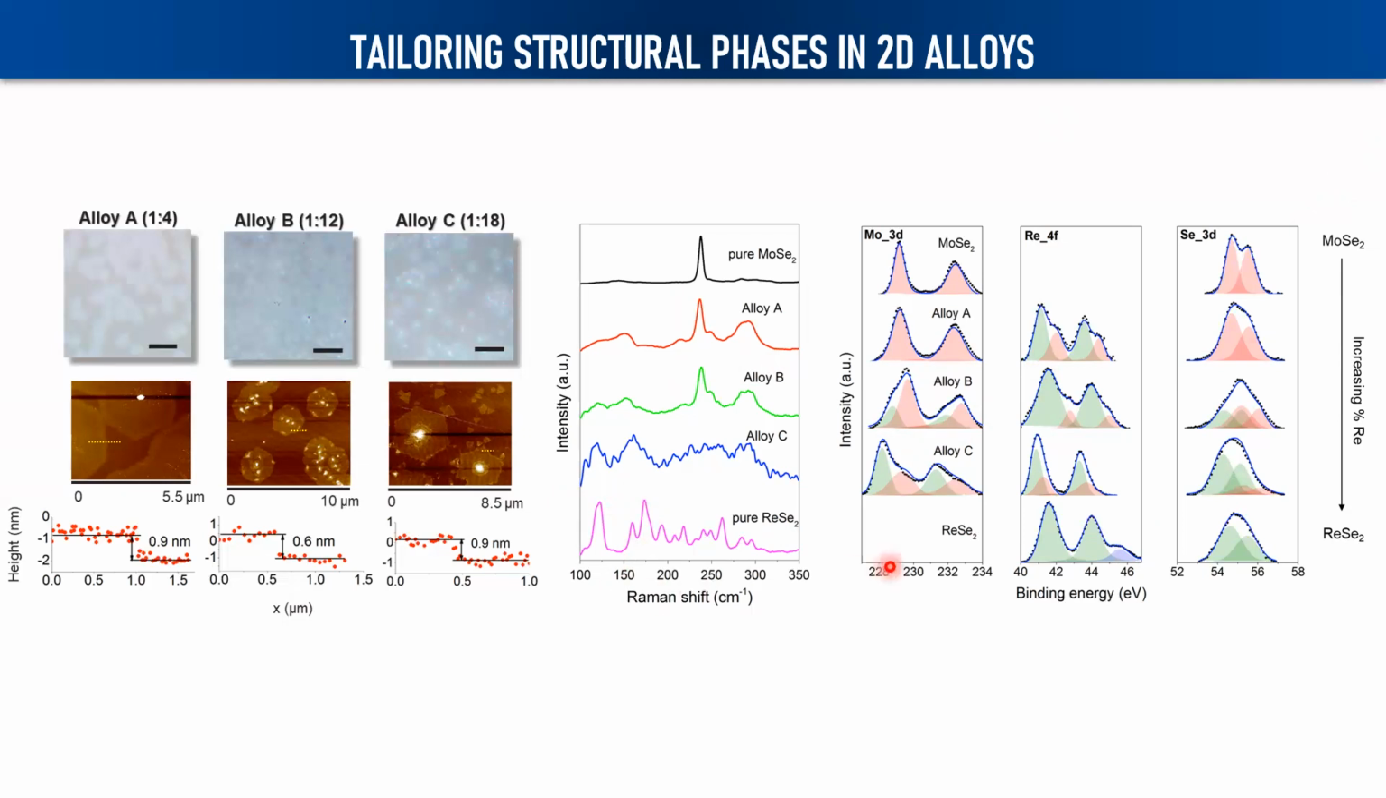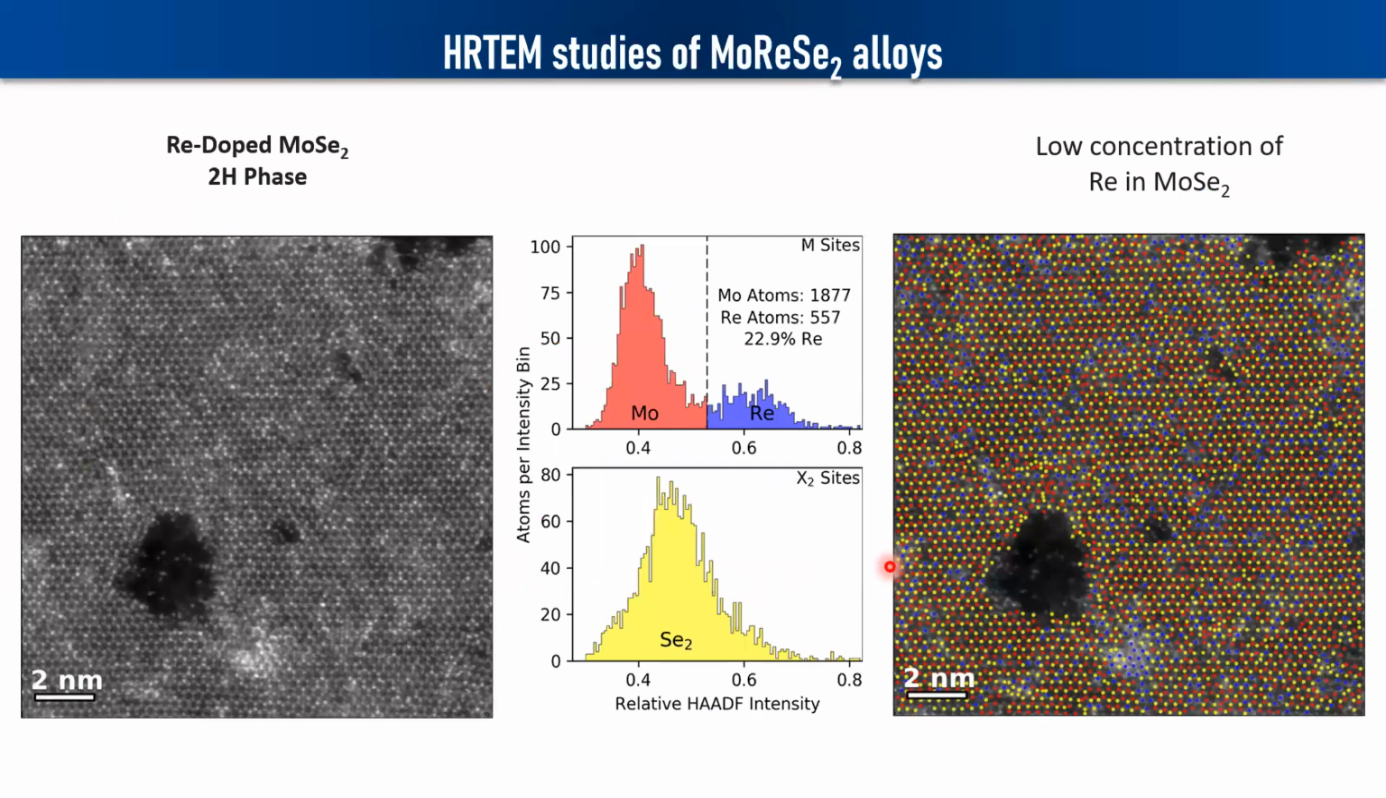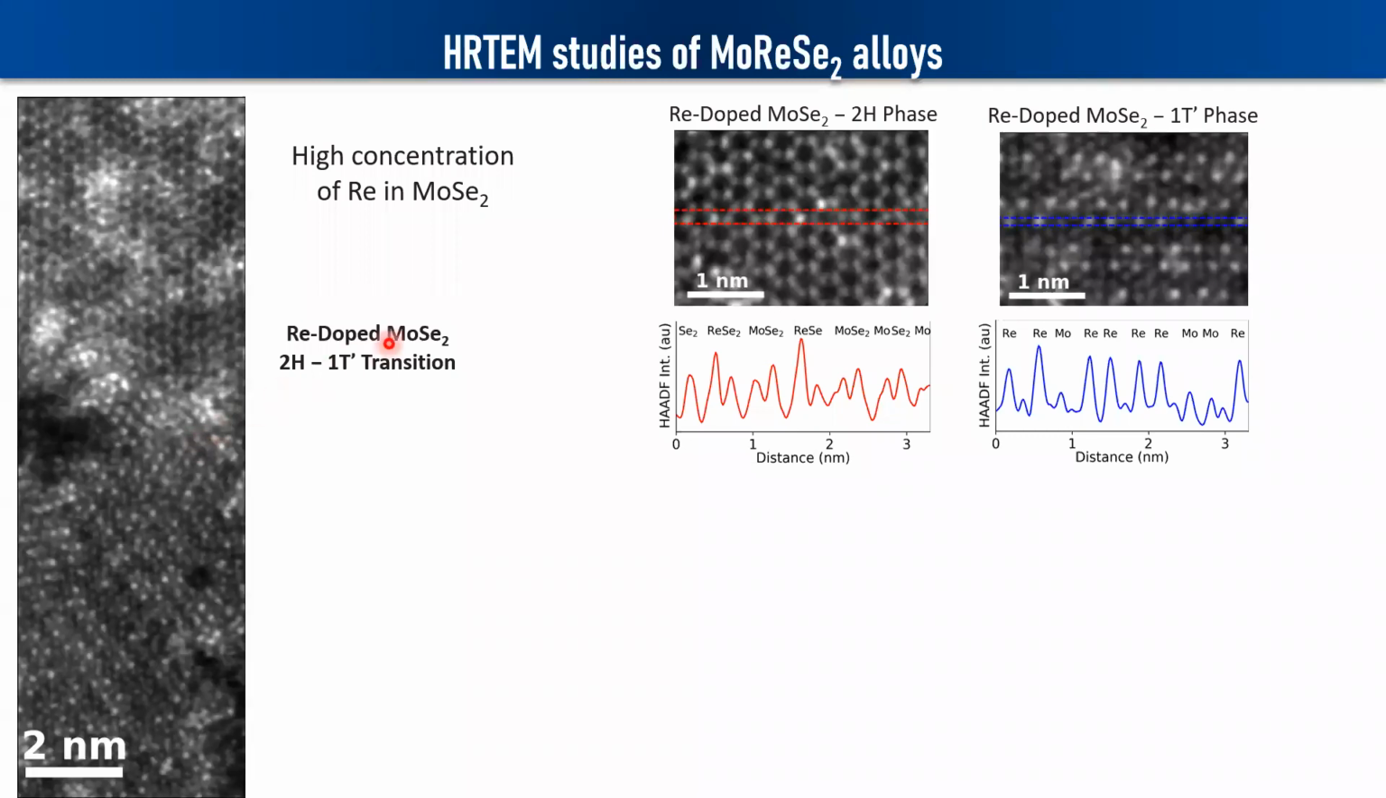Another important characterization technique to study this phase transition is the STEM, scanning transmission electron microscopy. These samples were done at Oak Ridge National Lab. You can see that if you dope a smaller percentage of rhenium into MoSe2, it still prefers to be in the 2H phase. Whereas if you increase the concentration of rhenium, there are two possibilities that can happen. Either there is agglomeration of these rhenium atoms, or there are regions where there is complete transformation to the 1T prime phase.